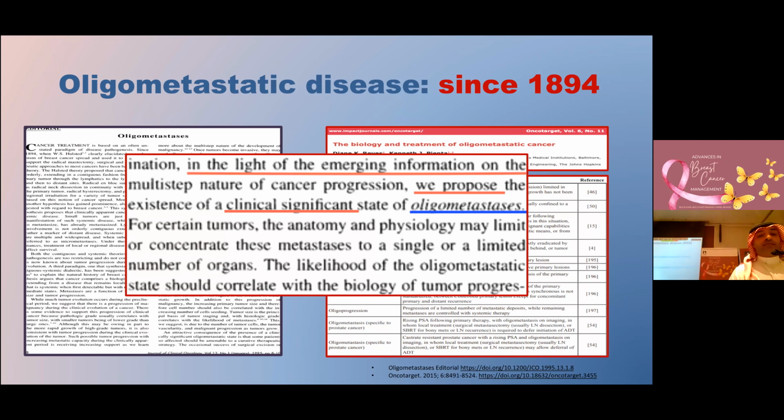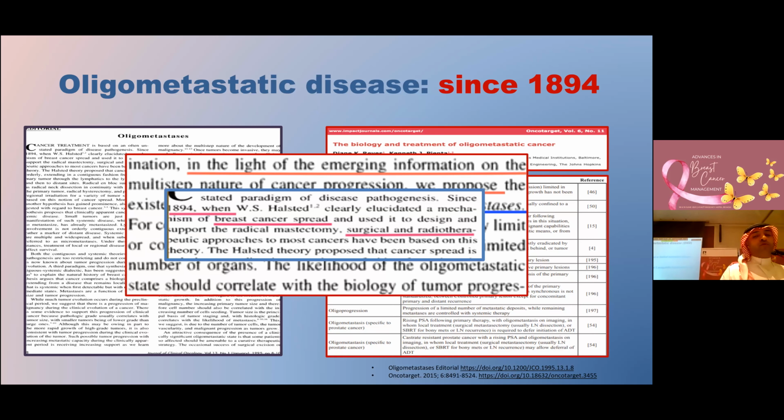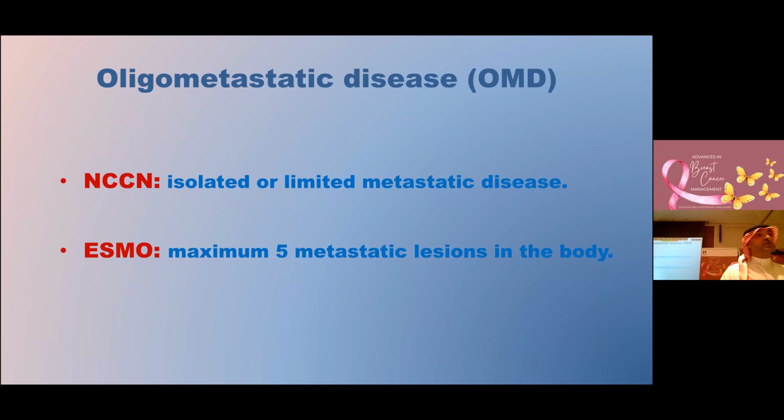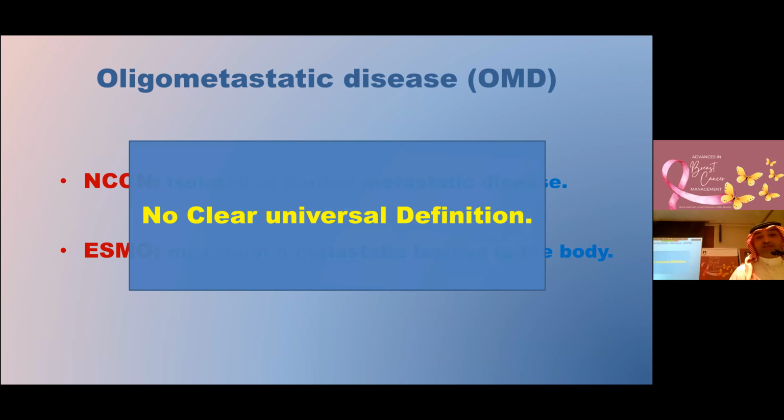So what is oligometastatic disease? Oligometastatic disease can be named for any isolated or limited metastatic disease. So you can see a metastatic disease, but it's limited or low burden disease. By ESMO, it was defined by a maximum of 5 metastatic lesions in the body. So there is no clear universal definition for oligometastatic disease.